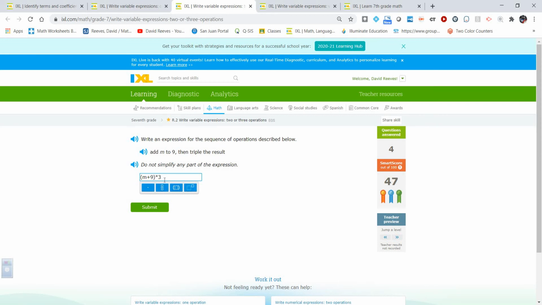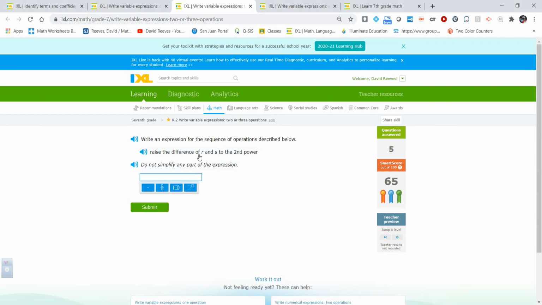Now, honestly, you could do that with just the, or you could put the 3 in front. Algebraically speaking, see how this is nice and clean? That really is the nicest answer. Add m to 9, then triple the result. That's the best way to write it right there. And they agree because they told me again, I am super.